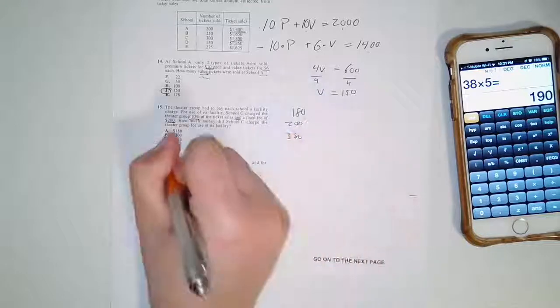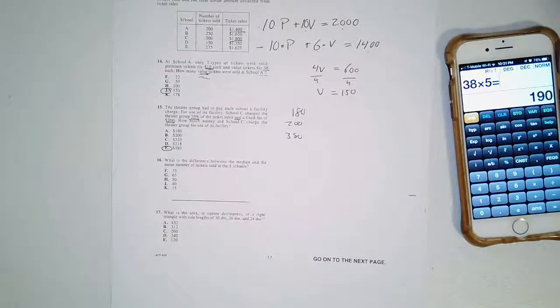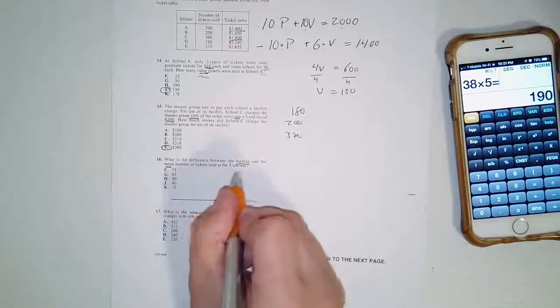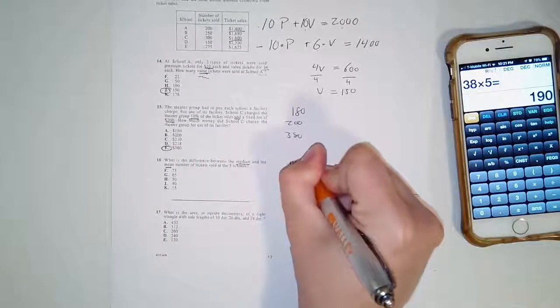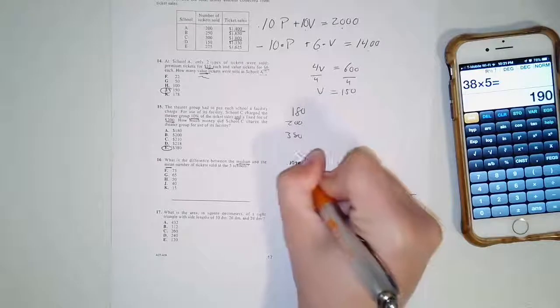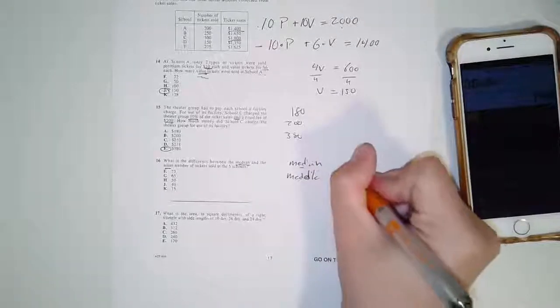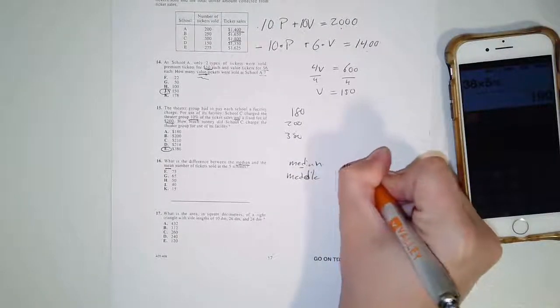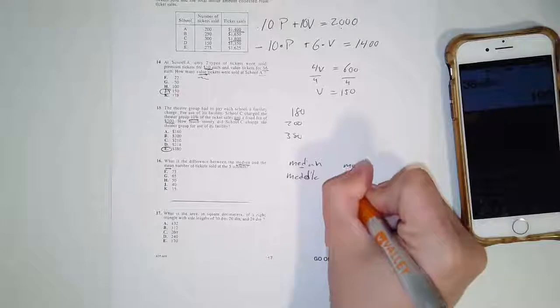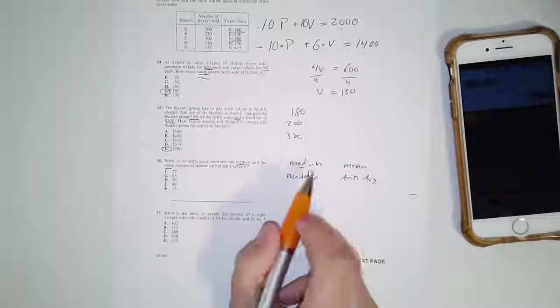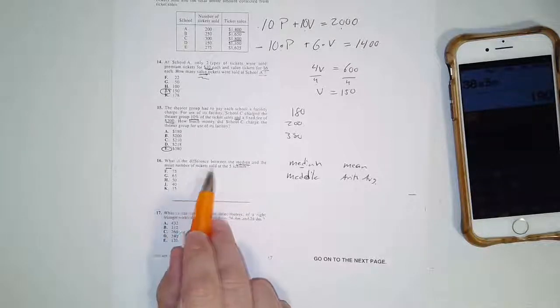What is the difference between the median and the mean number of tickets? Remember, median has the D in it, so it's the same as the middle. And the mean is the arithmetic average. So first the median, number of tickets sold. So not the price, but the number of tickets.